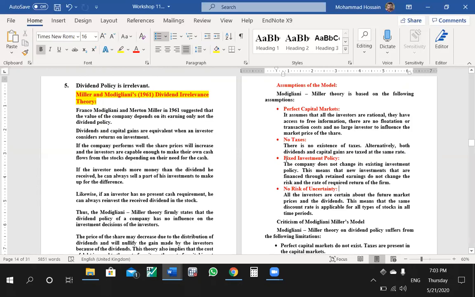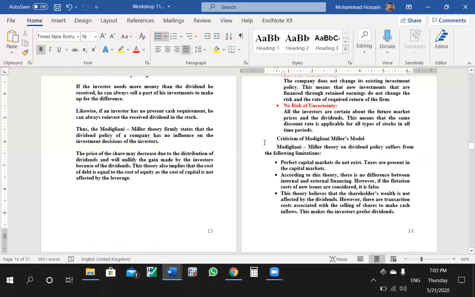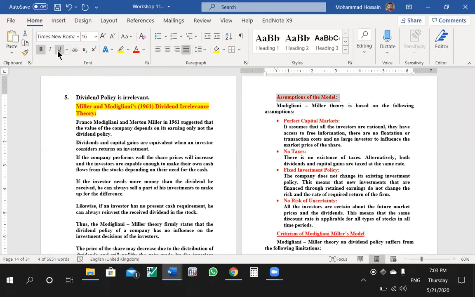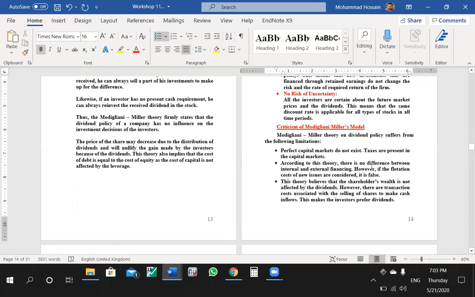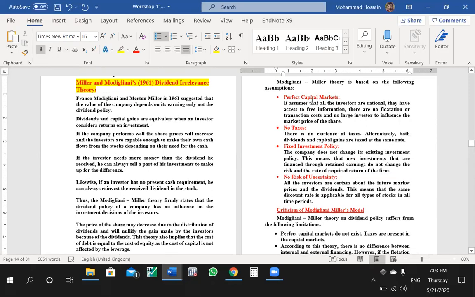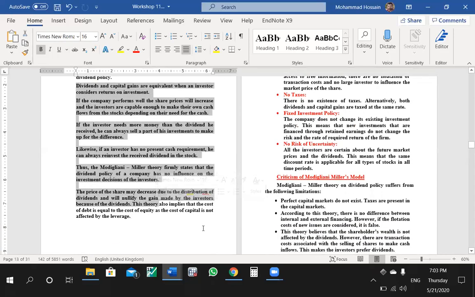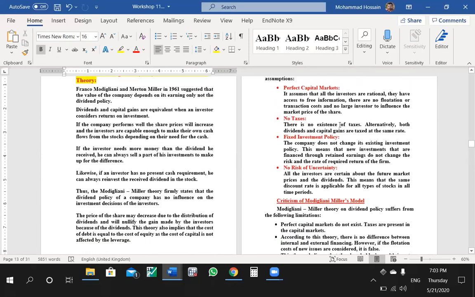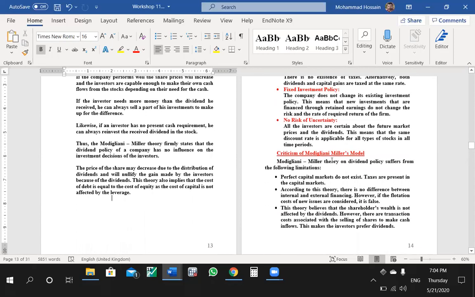Because they have these four assumptions they are based on, there is some criticism as well. As I said, the first point is the perfect capital market. This part is fine, we have no problem with what he's saying, but it's theoretically possible, while in practical life it may not be possible. Perfect capital market does not exist.